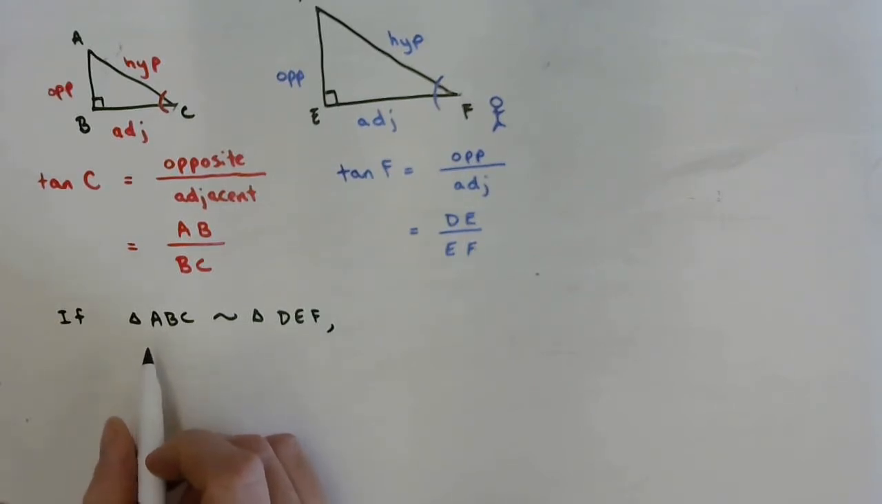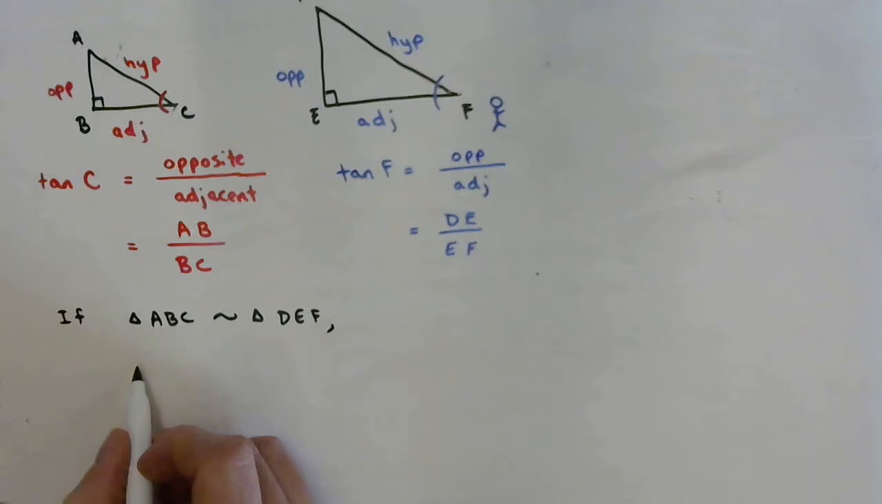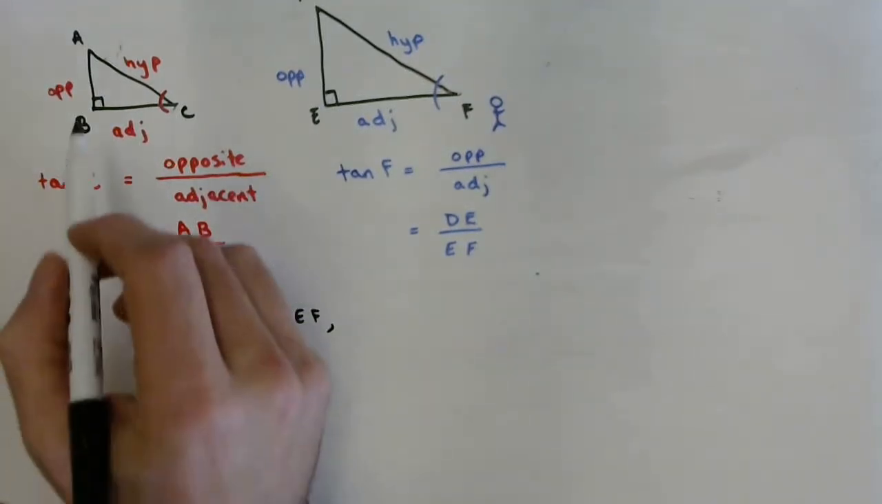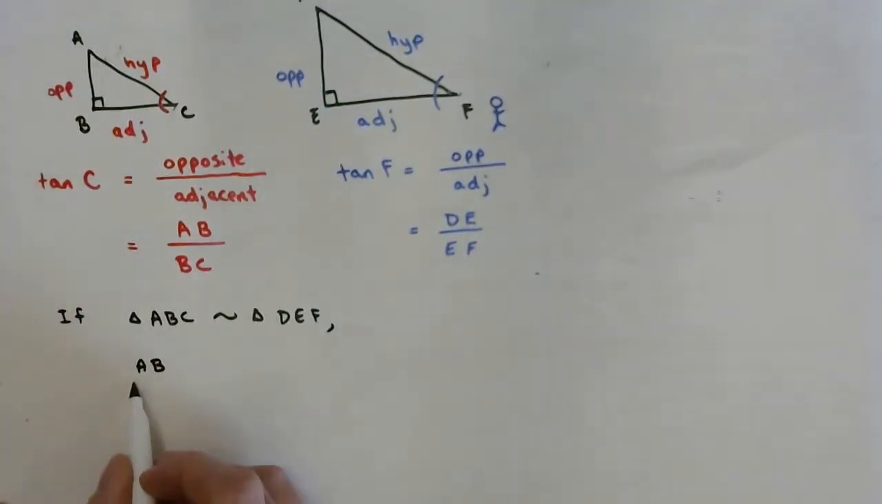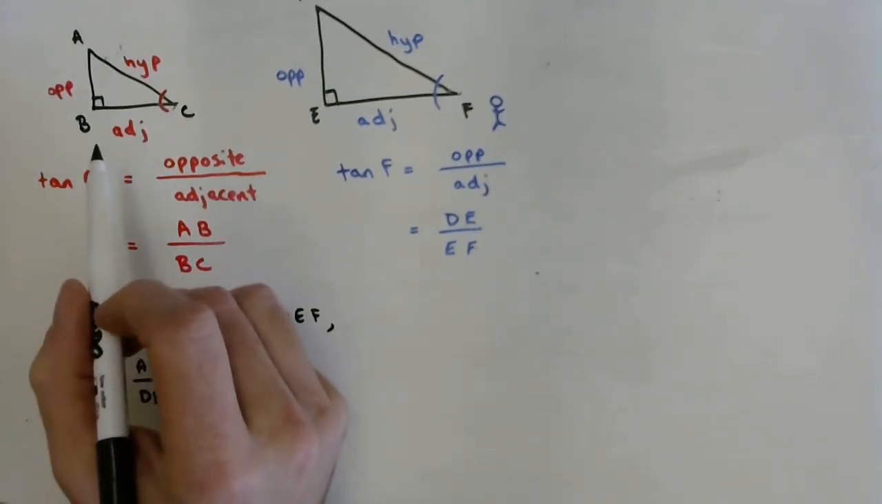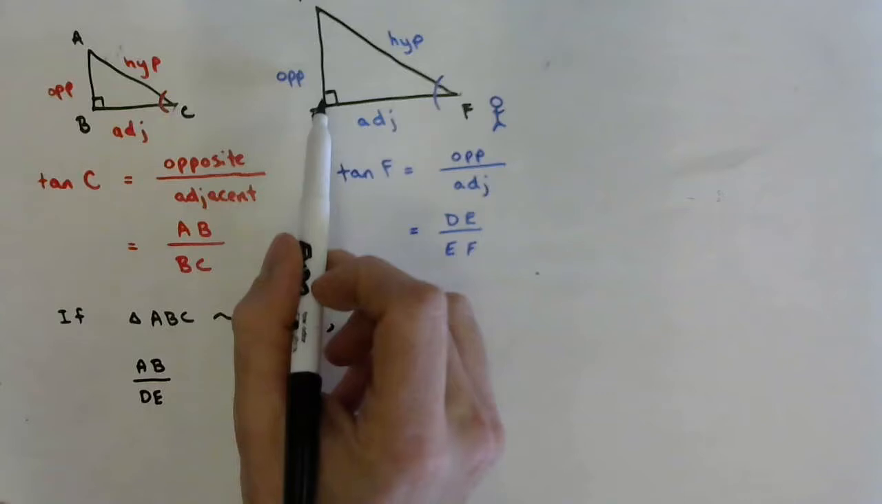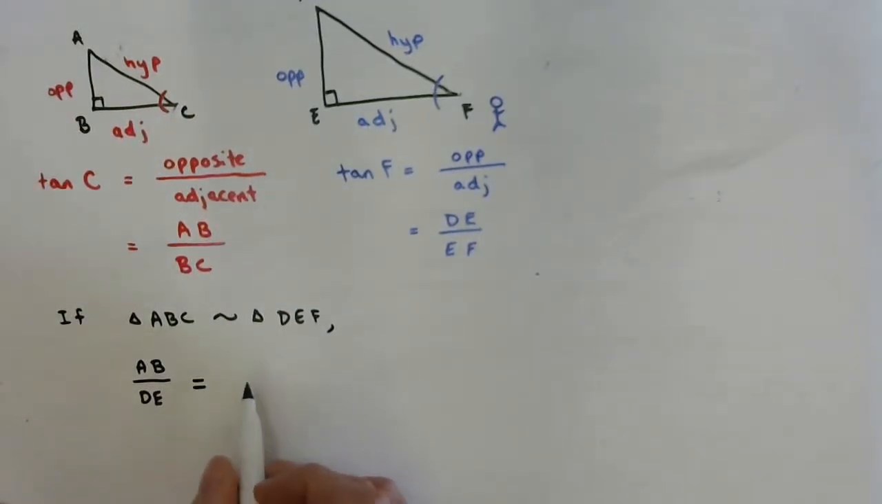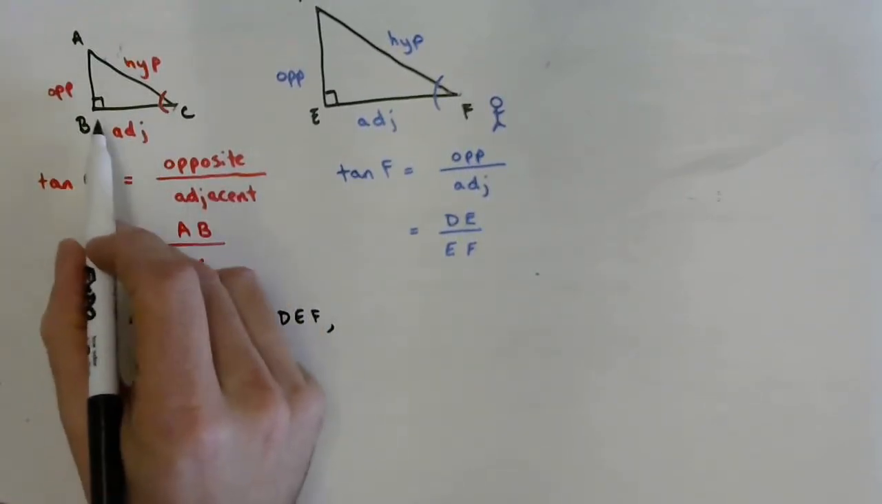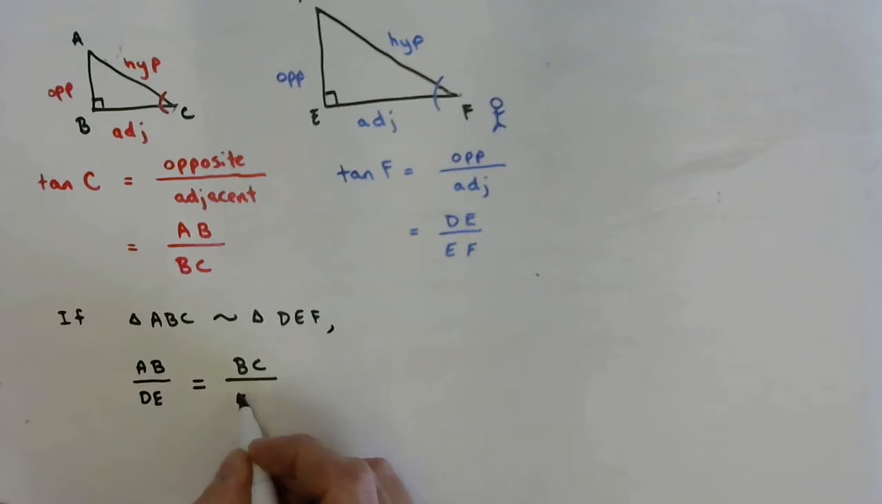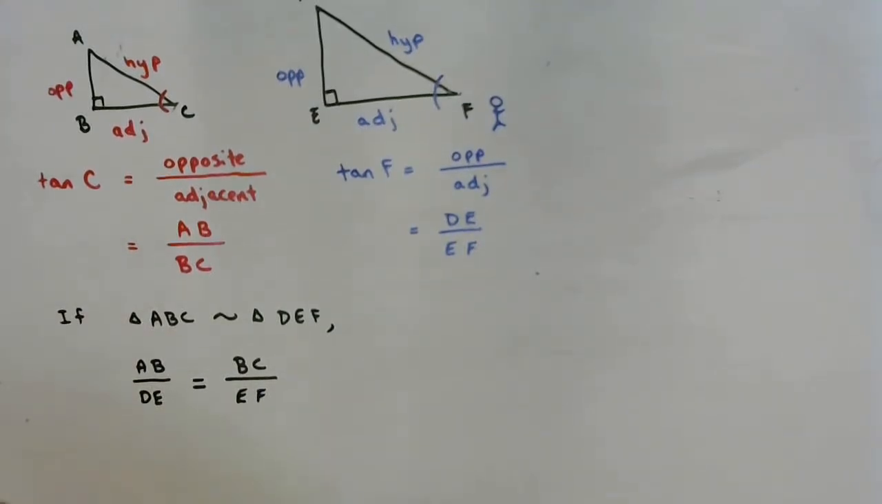So let's look at what side lengths correspond to each other. If we start with AB over here, what side length in the larger triangle corresponds to AB? DE. So the ratio made by comparing AB to DE is the same as the ratio that can be built comparing side length BC to EF. Okay, we learned that the other day. That's just corresponding side lengths in similar triangles.